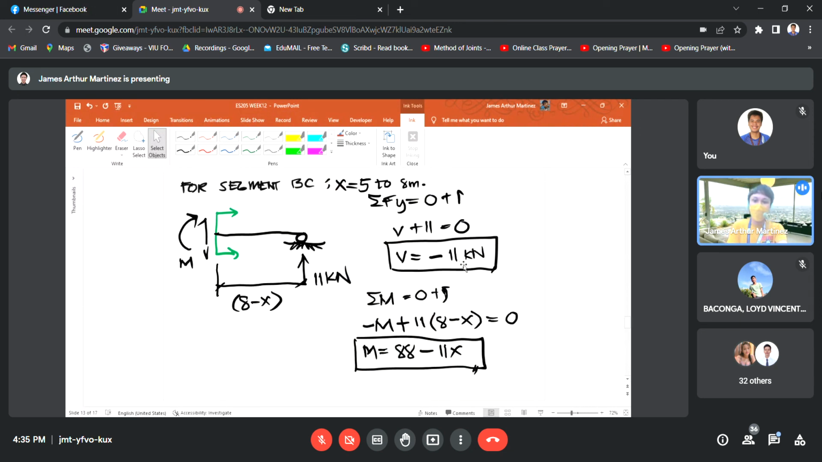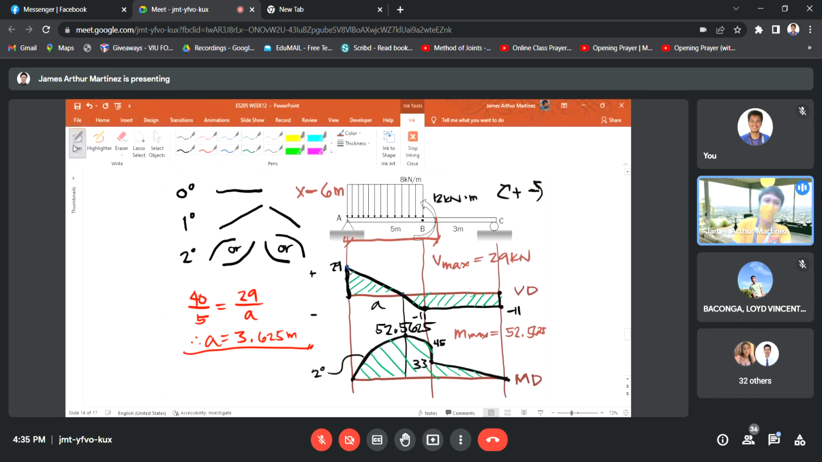For shear, the internal shear at segment BC is constant, so it is as is. At 6 meter distance from point A, your shear or internal shear is negative 11 kilonewton.